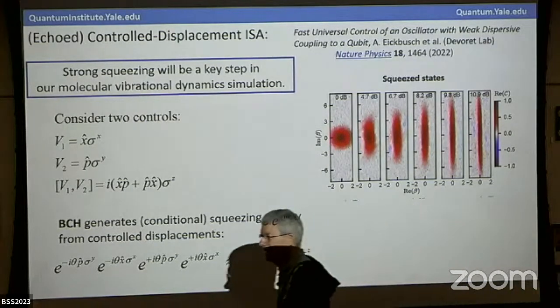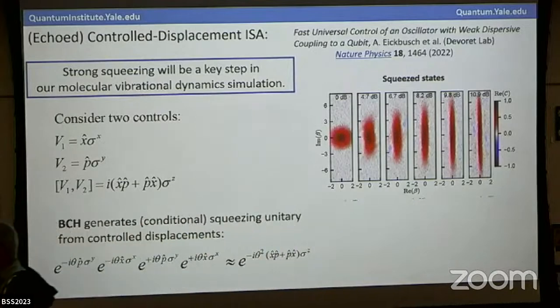X times p, you can write it in a different coordinate system, that's x squared minus p squared. You rotate by 45, and that squeezes. It increases the stiffness of x squared and reduces the stiffness of p squared. So then it stretches the other way around.